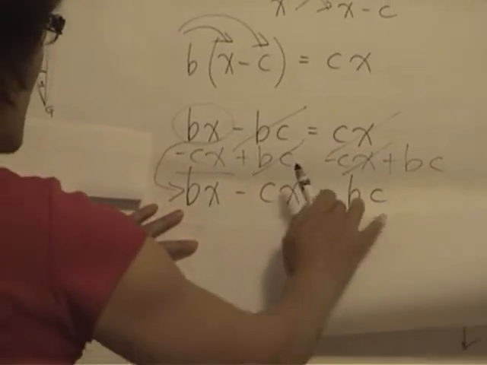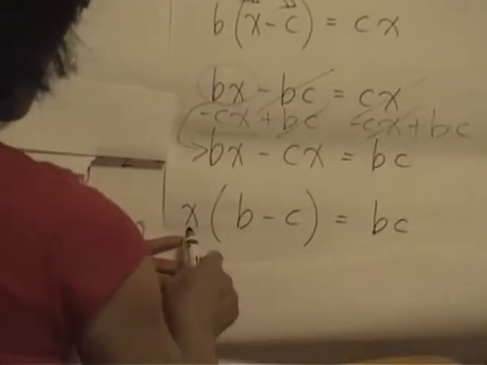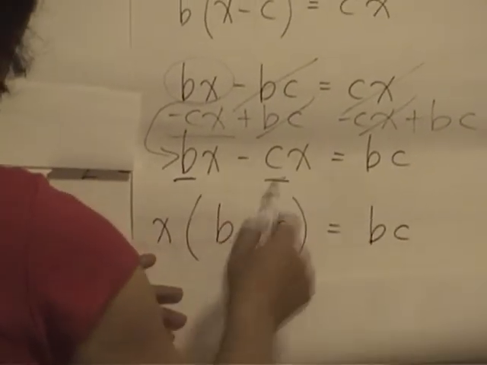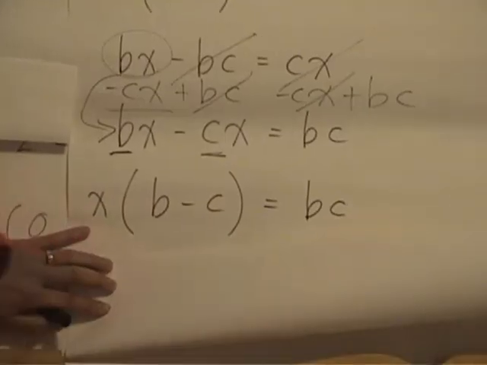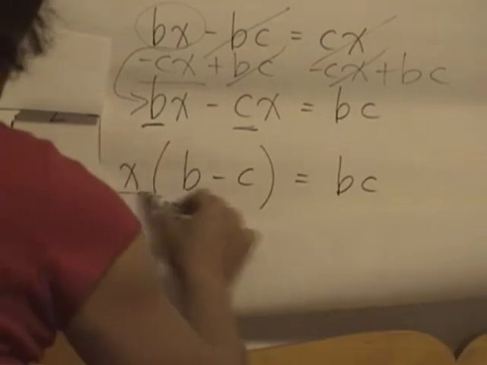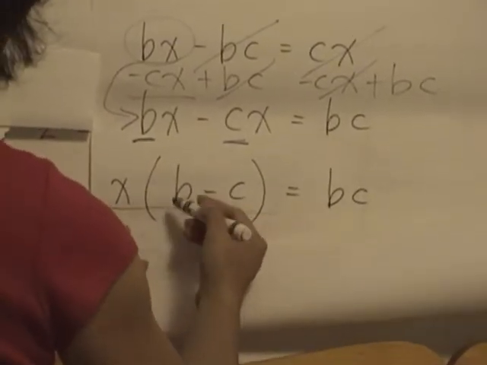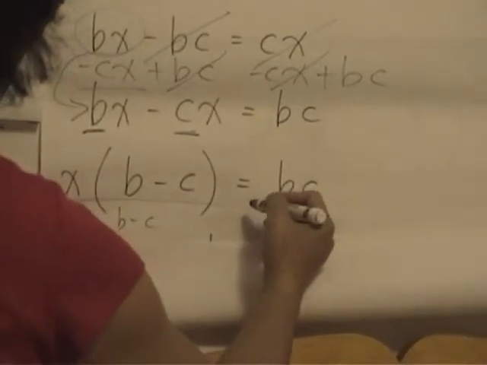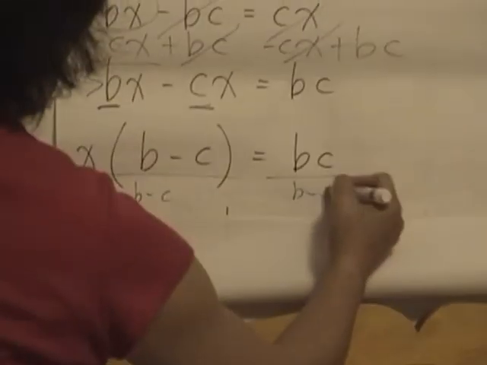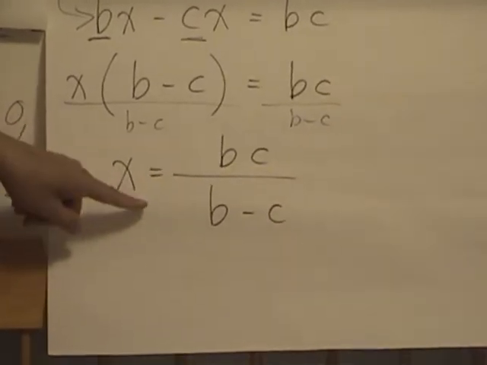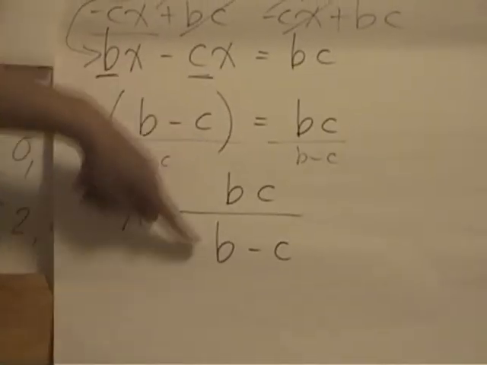Now we're going to factor x out. Then x, parenthesis, b minus c is equal to bc. We're interested in solving for x. So when we divide this expression by b minus c, then we have to do the same thing here, b minus c. So finally, we come up with x is equal to bc over b minus c.